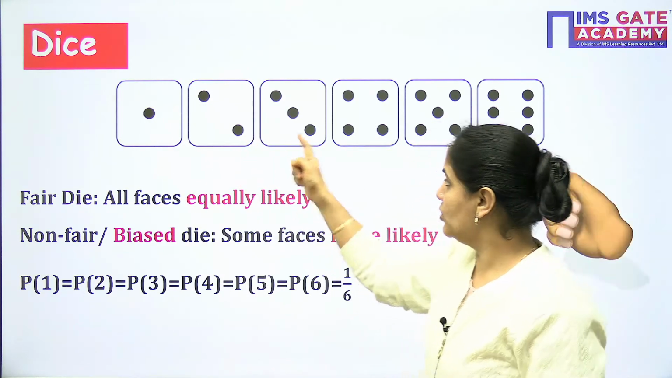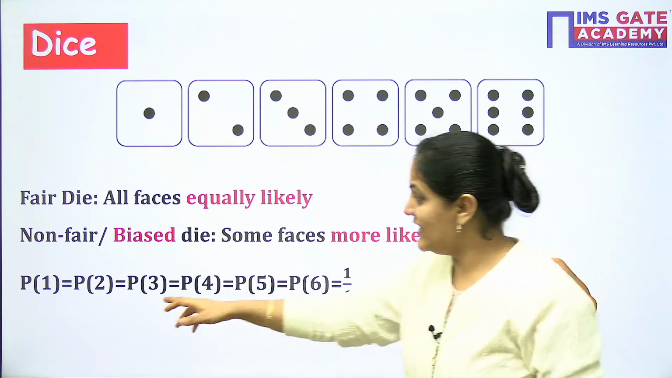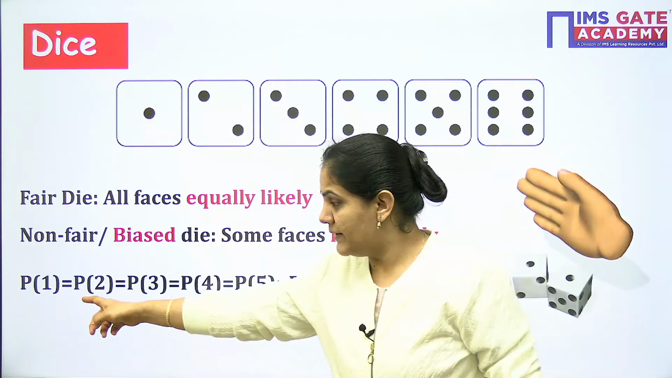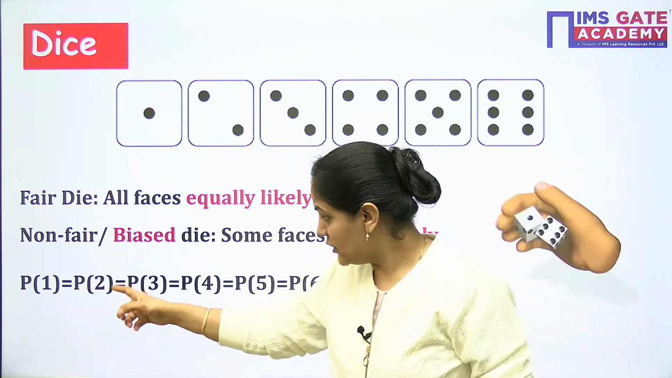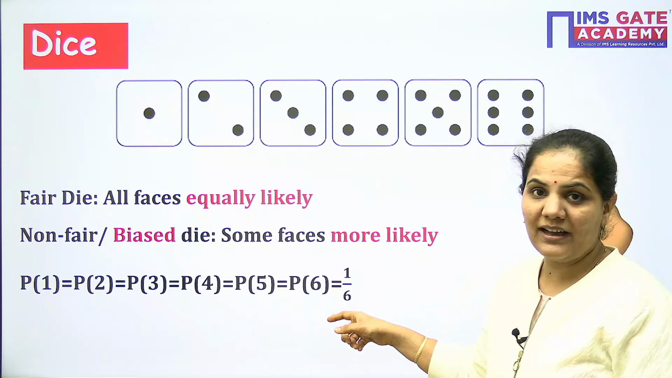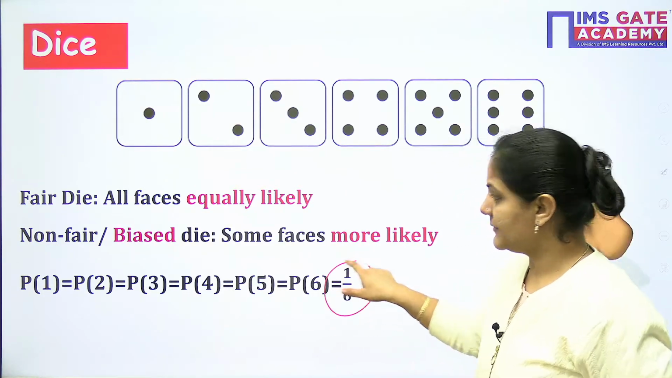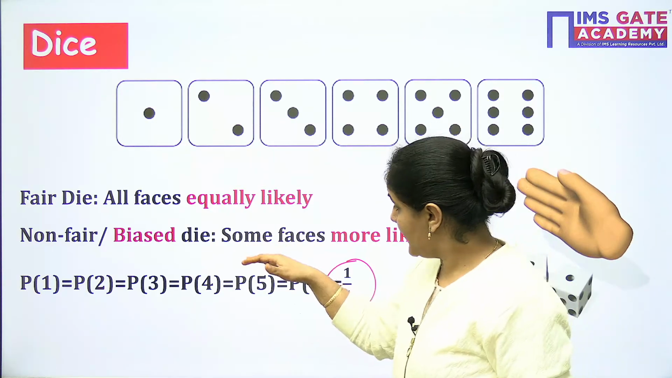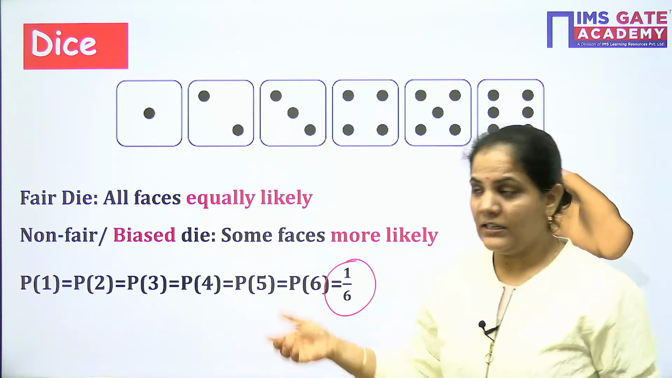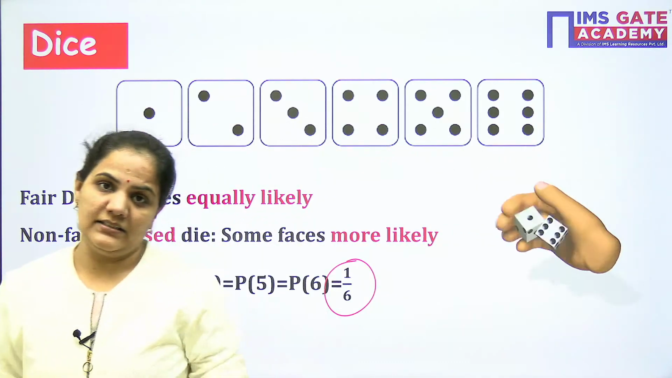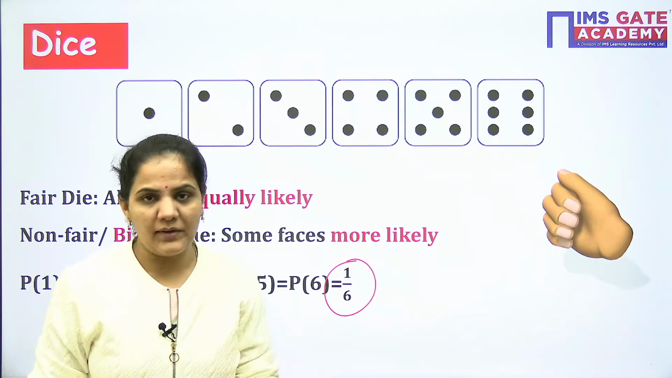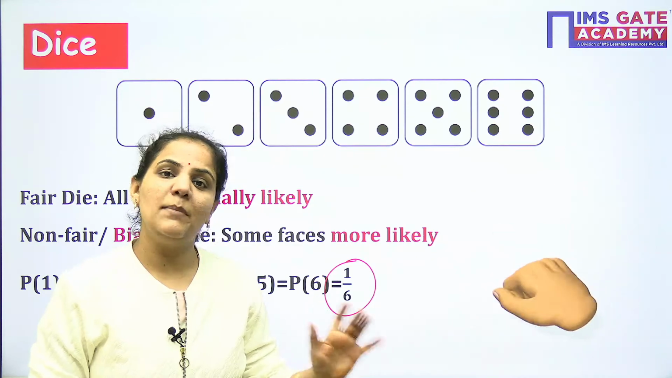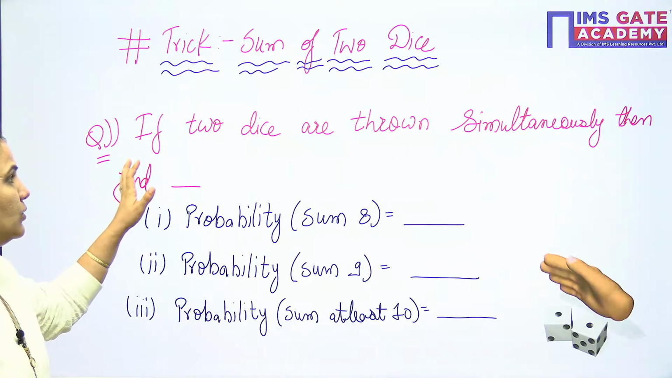It has the numbers 1, 2, 3, 4, 5 and 6, and each and every number is equally probable because the events are equally likely. So if we want to find the probability of getting 1, 2, 3, 4, 5 or 6 on a dice, it will always be 1 by 6. Right? If the dice is a non-fair or biased dice, then some faces are more likely, so it's not a fair dice. Generally, when we use a dice, the question is asked for a fair dice only. So I am going to tell you the trick for the fair dice only, not for the biased dice. So here we are going to discuss the trick.